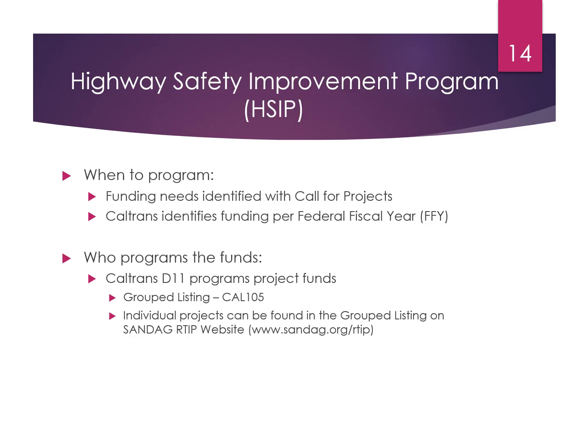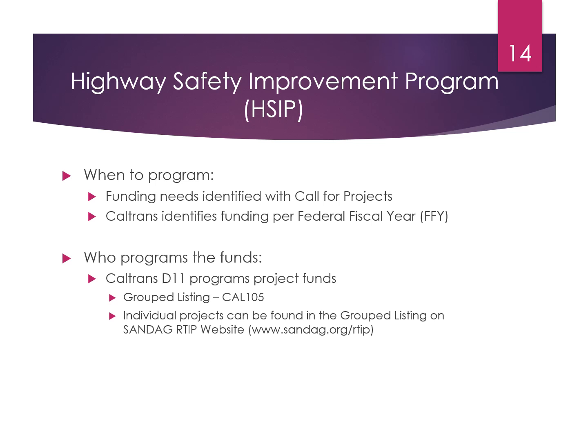Let's now look at the Highway Safety Improvement Program, or HSIP. These funds should be programmed when funding needs are identified with a call for projects. Caltrans will identify the funding per the federal fiscal year. Caltrans will program all the project funds. Note that these are listed in the group listing Cal 105.